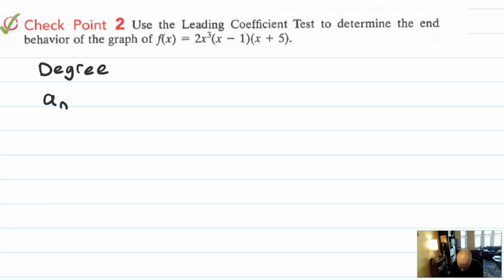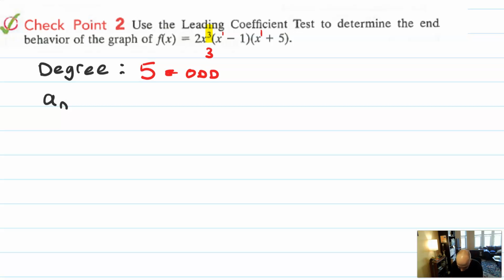So the degree is like that example we did. We kind of count up the powers of x. So I have 3 powers of x. I have 1 more here and there. So I'm going to have a total degree of 5. And I'll observe that 5 is odd.